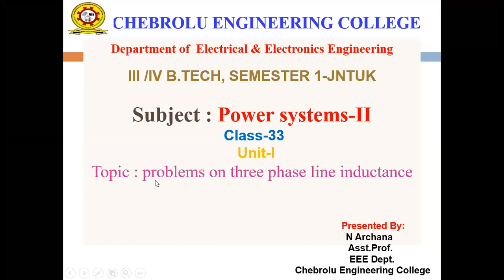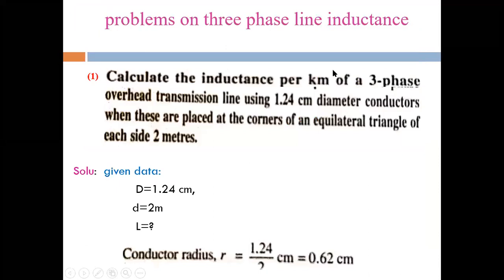Okay, today I'm going to explain the problems on three-phase line inductance. In the previous class, we already solved some of the problems related to single-phase line inductance. First in three-phase line inductance, the first problem is to calculate the inductance per kilometer. We calculate the line inductance of a three-phase overhead transmission line using 1.24 centimeter diameter conductors.